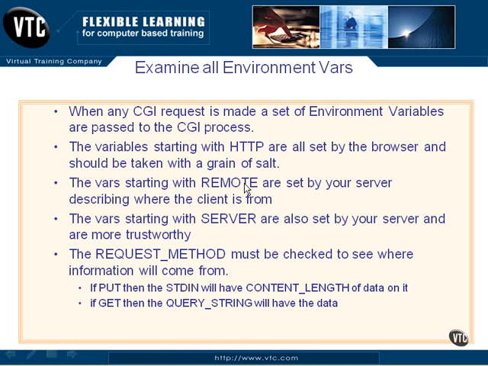The variables that you find starting with remote underscore are set by your server, and they describe where the client is from. That's the remote IP address and the remote server name, the remote host. The variables that you're going to see that start with server underscore are also set by your server and are therefore somewhat more trustworthy. You can make some decisions based on them and where your CGI program is located so that you can open files or do things like that.